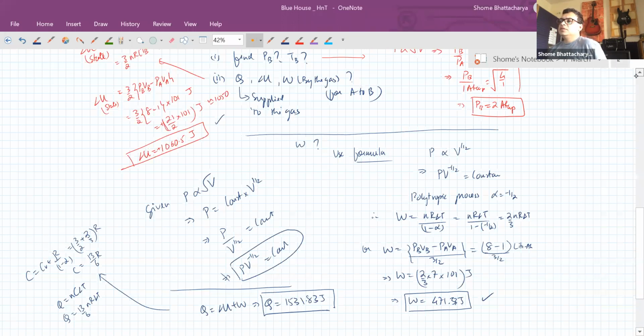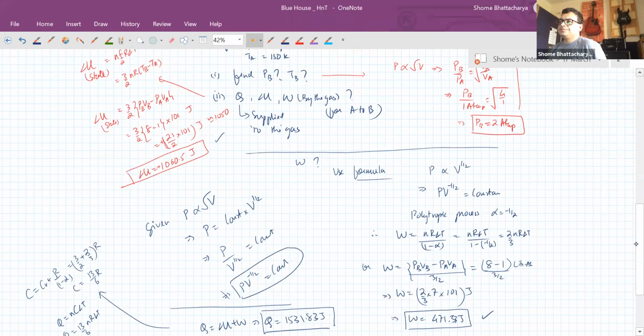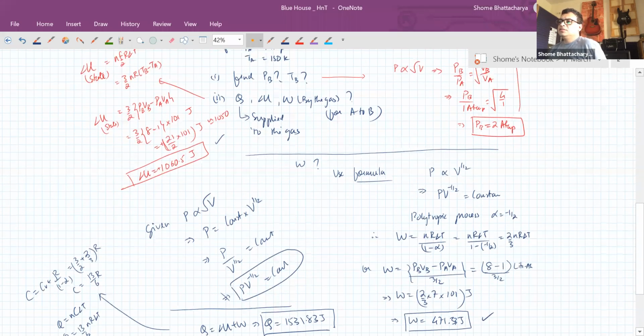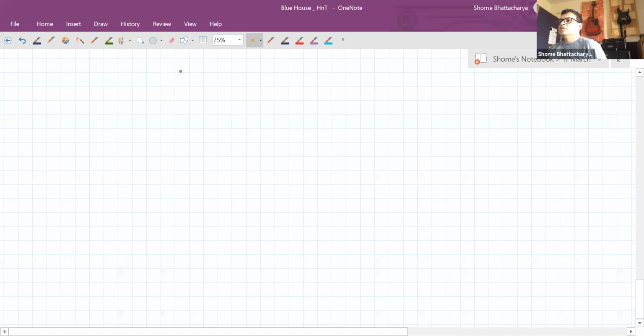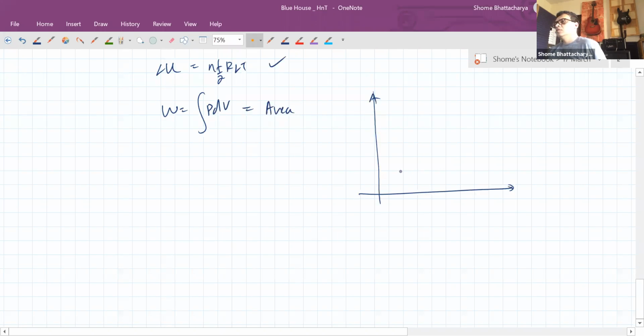Okay, so hope this method of using the polytropic coefficient is clear. Now the other method is, once we have got delta U by formula, we have to use this only. So we got this. Then for W we use fundamentals. It is integration of PdV. It is area under the curve. So for this path from here to here, we want to calculate this whole area. Because it's an expansion, the work done will be positive of this area.